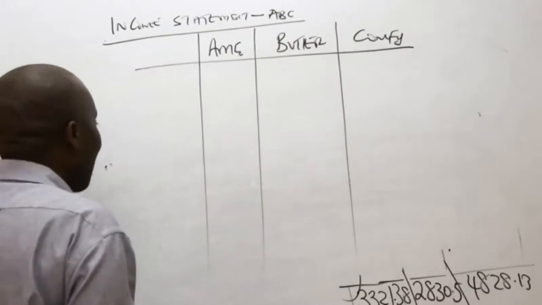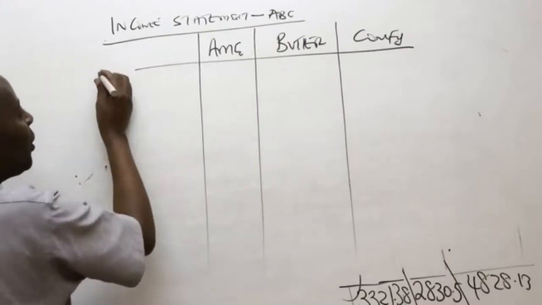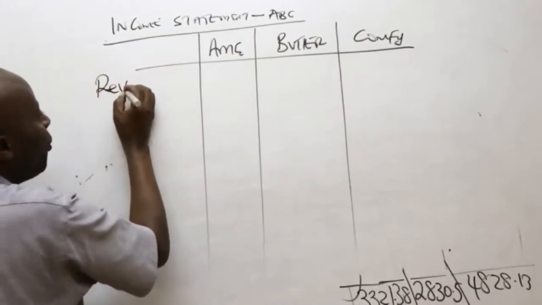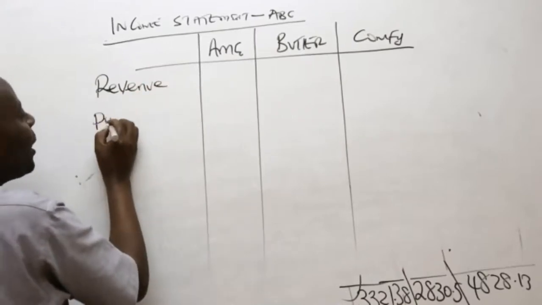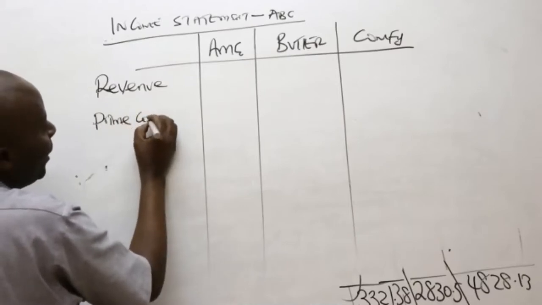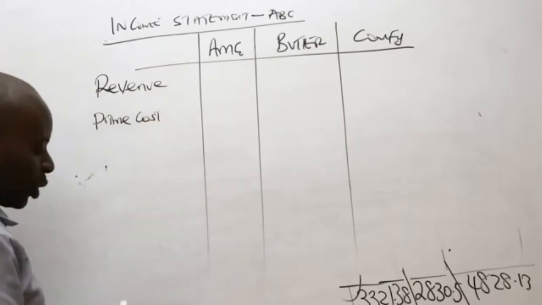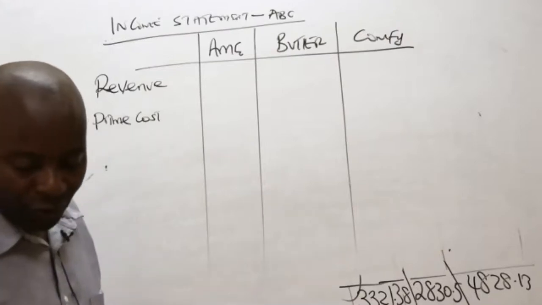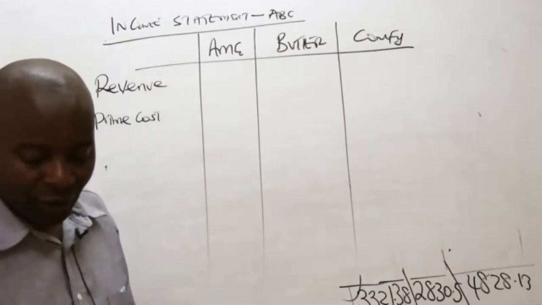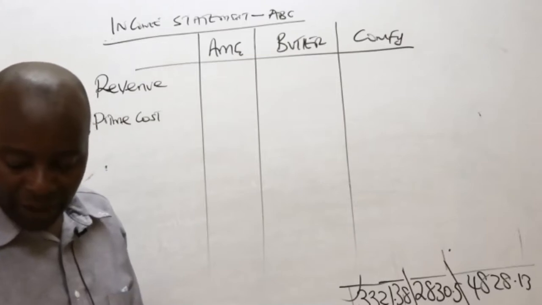So we start right away, ladies and gentlemen, with sales revenue. Fortunately, these sales revenues and the prime cost will be the same as the ones that we had yesterday. Revenues versus prime cost. So revenue, how do we get revenue, my great friends?